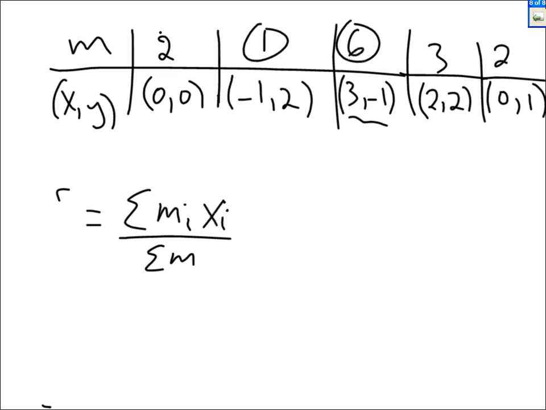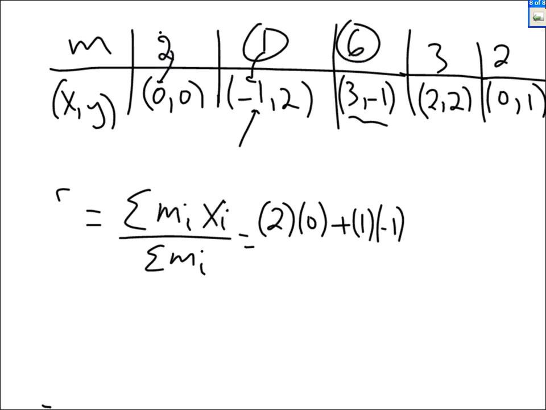by the sum of the masses. So I multiply 2 by the x value, the mass times the x value. I multiply the next mass by the x value. Remember, x value, y value. Multiply the 6 by the x value. 6 times 3. Plus, the 3 gets multiplied by the 2. Plus, the 2 gets multiplied by the 0.